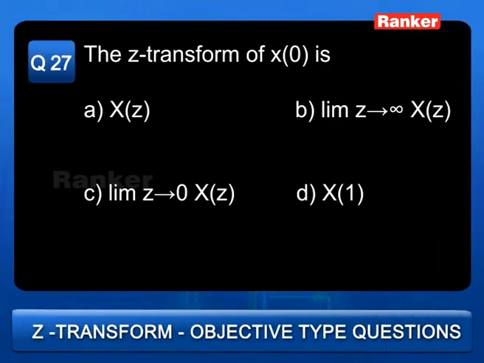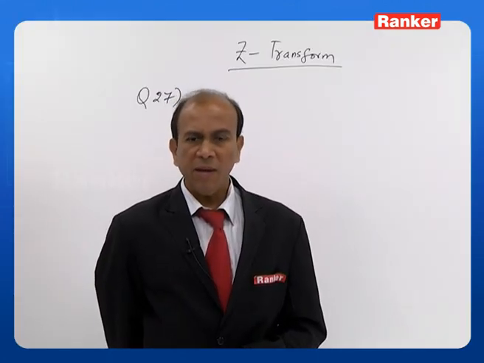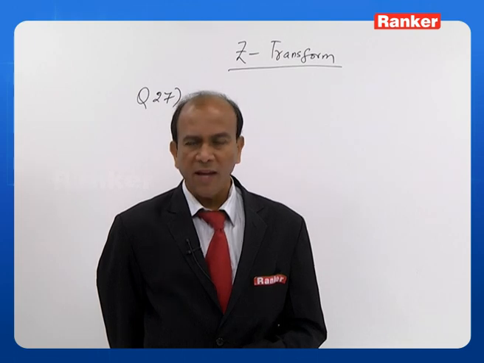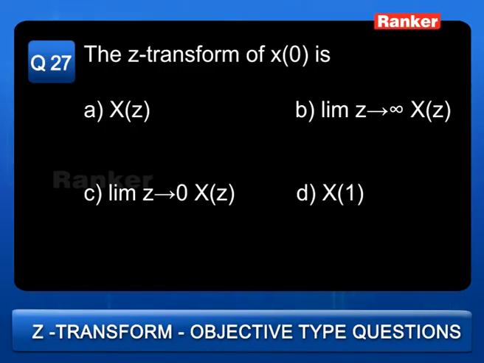27th question. The 27th question is that the z transform of x(0) is: A, X(z); B, limit z tends to infinity X(z); or C, limit z tends to 0 X(z); or D, X(1). So, x(0) is basically the initial value theorem. So, you can say the answer is B, that is limit z tends to infinity X(z) is the answer for the 27th question. Answer is B.